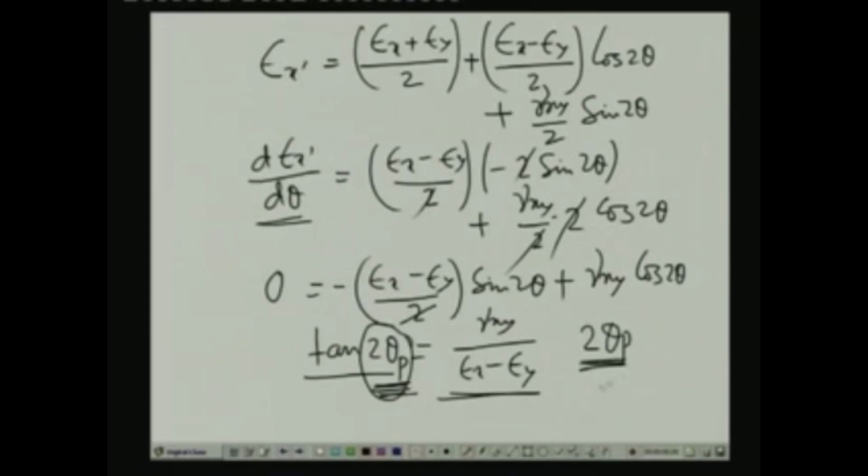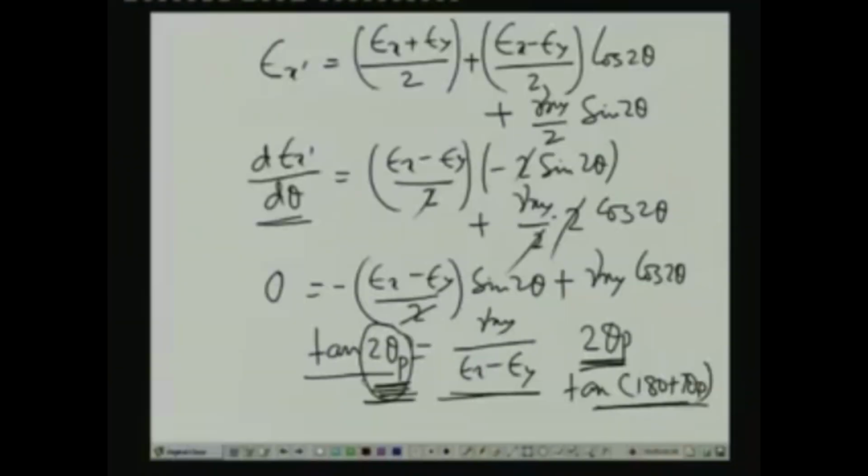Now, this particular equation has two solutions. One is 2 theta p, and tan of 180 plus 2 theta p is also the same value. So we will have two angles, one is theta p, another one is 90 plus theta p, in the physical plane. So this gives us the orientation or direction along which the normal strain will be maximum. Now, if this is the orientation along which normal strain is the maximum, then what is the value of the corresponding normal strain, which is the maximum normal strain? Let us look into that.